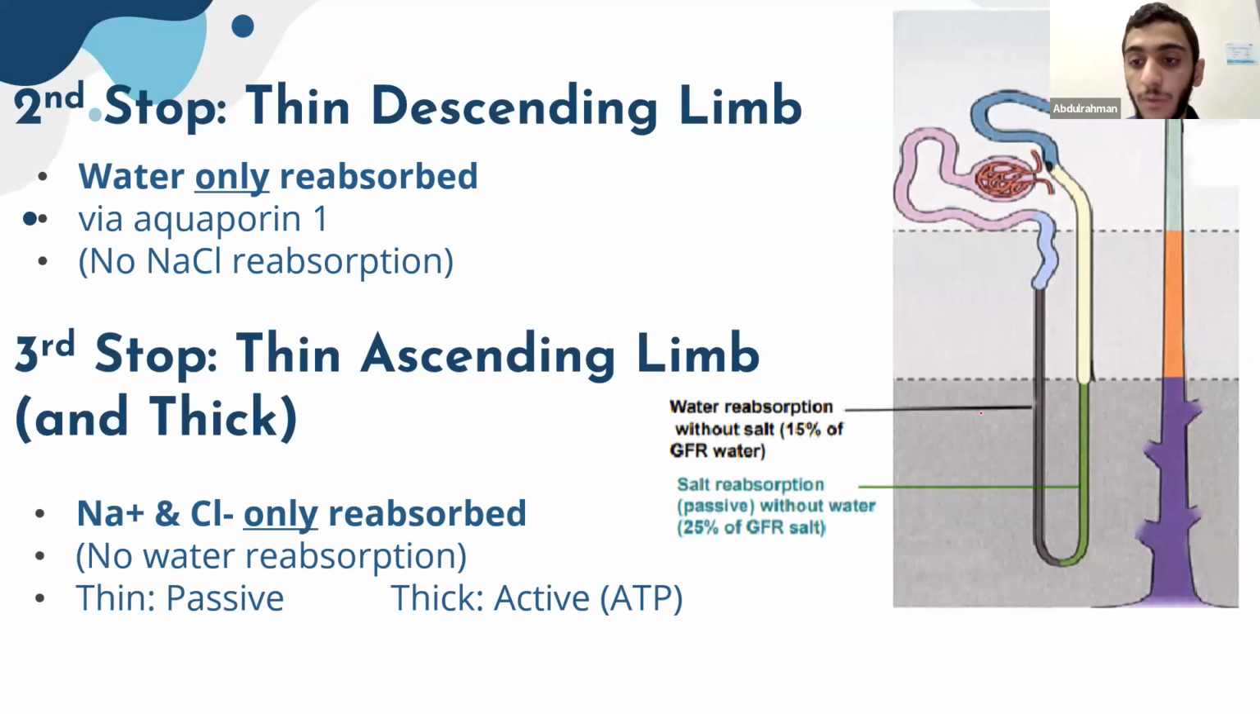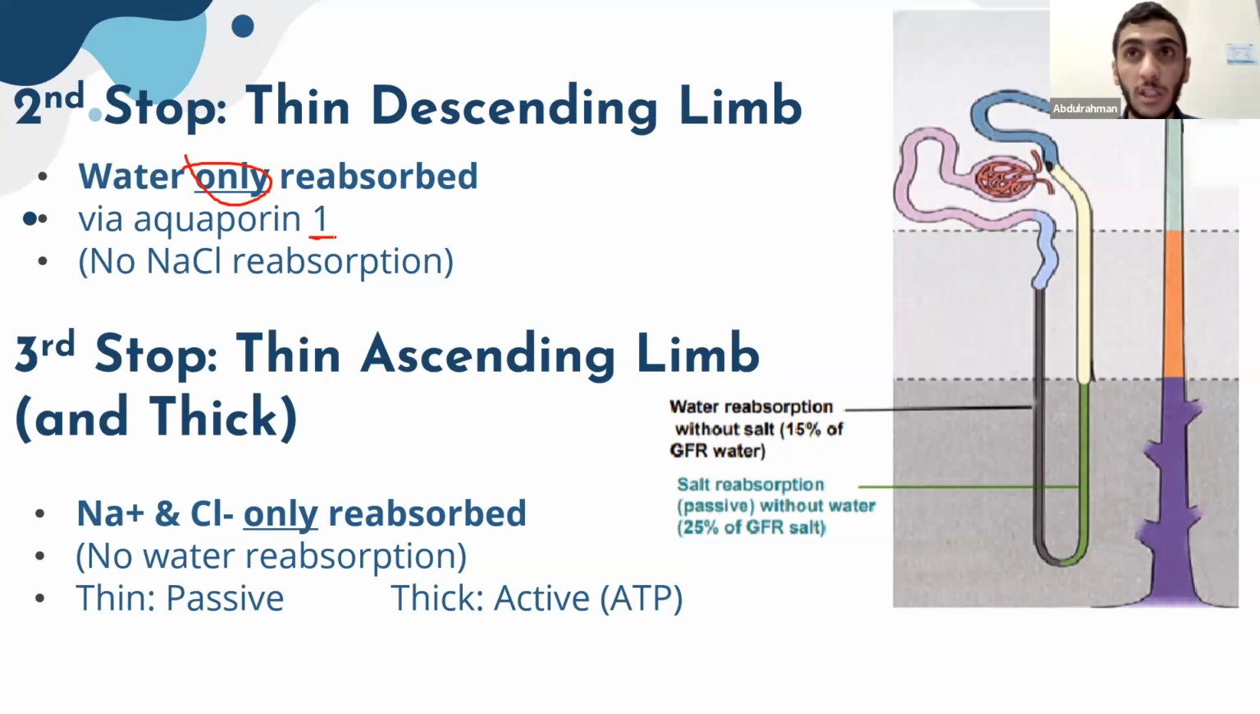About here. Remember in the first slide, we said that in the descending limb, only water is going to be reabsorbed. Tamam? So in the descending limb, only water is going to be reabsorbed. And the channel that is responsible for the movement of water is going to be aquaporin 1.